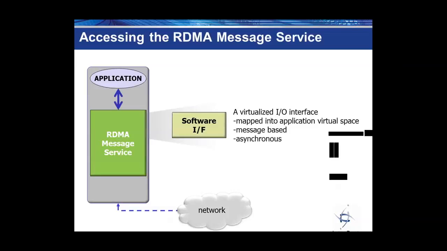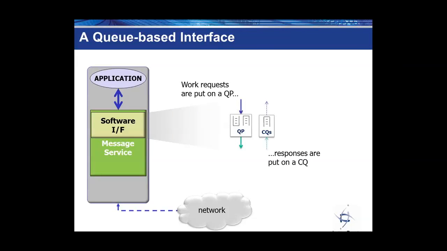So since we want this message passing service to be accessible directly from an application's virtual user space, we have to provide some sort of an interface to it. We'll call that interface the software transport interface. So the first order of business has to be to define some kind of a data structure that can be mapped into an application's virtual address space. In the RDMA architecture, we'll call that structure a Q-pair, or a QP for short. The QP is the logical structure that applications use to access the RDMA message service.